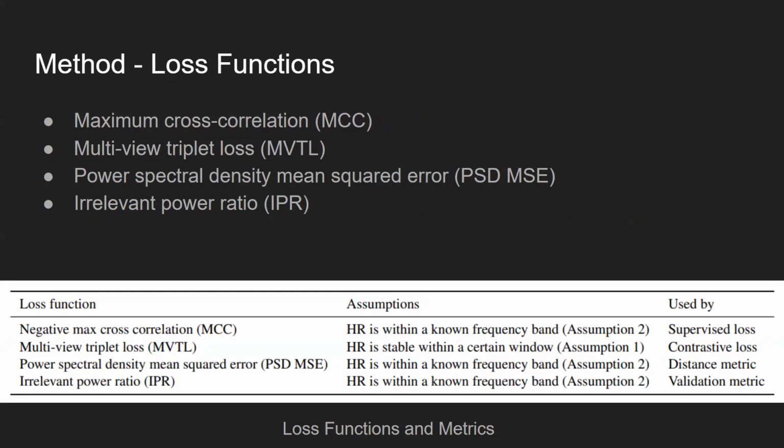The MCC is scaled by a constant which is determined by the ratio of the power inside the heart rate's frequencies, and it is necessary to ensure it remains unaffected by the frequency outside the relevant range.